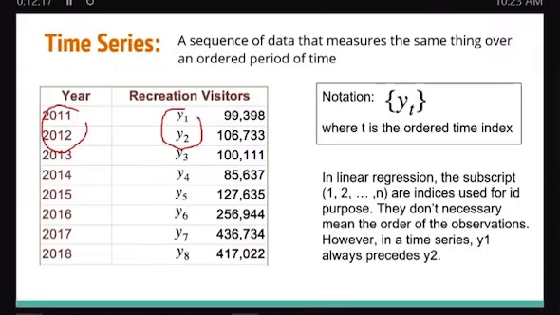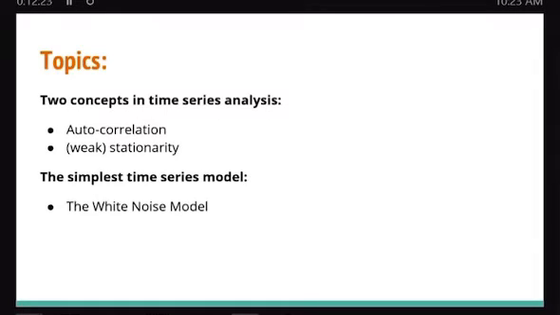Now let's look at the outline, what is important to us that we want to talk about. We have two concepts in time series analysis that we call autocorrelation and stationarity. I'm also going to talk about the simplest time series model that we call white noise. In this study, I'm going to tell you the significance of white noise, what we mean by white noise, what we mean by autocorrelation, and what we mean by stationarity.